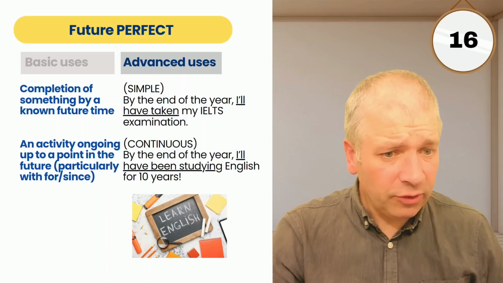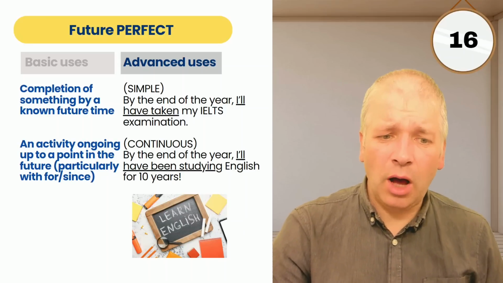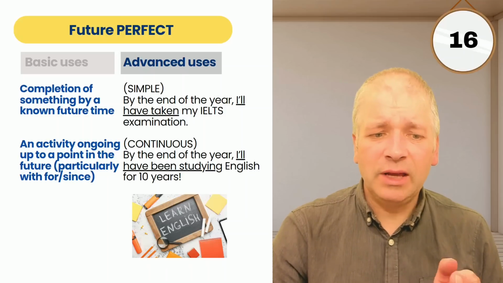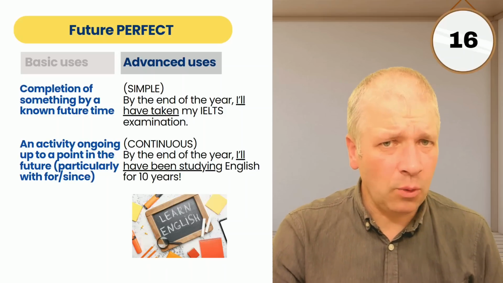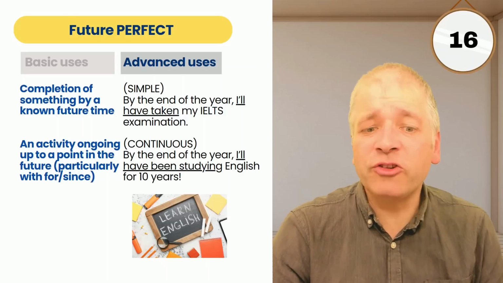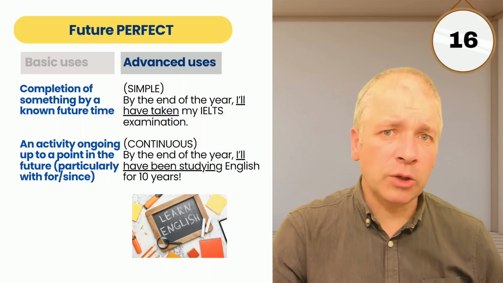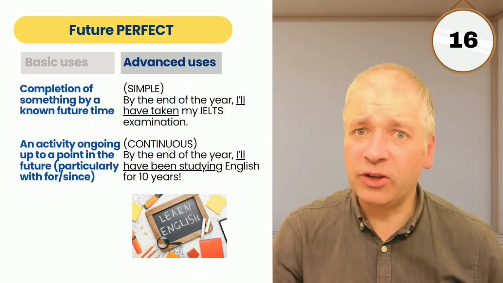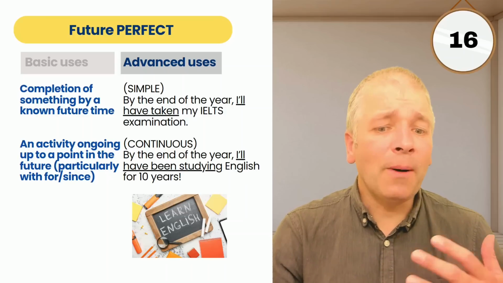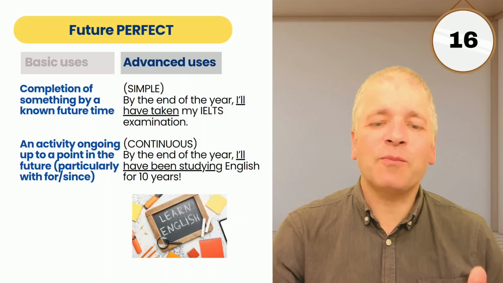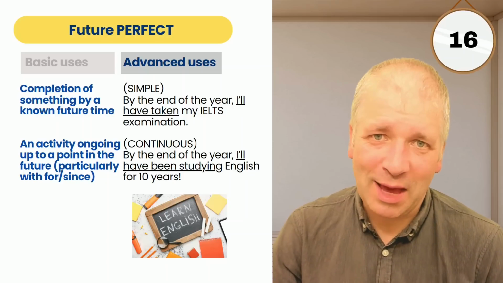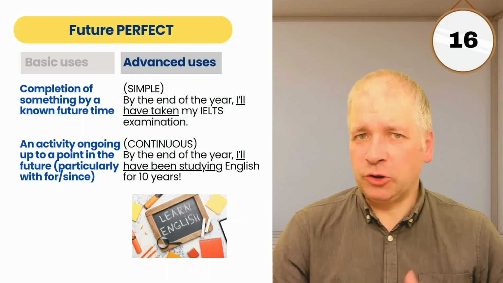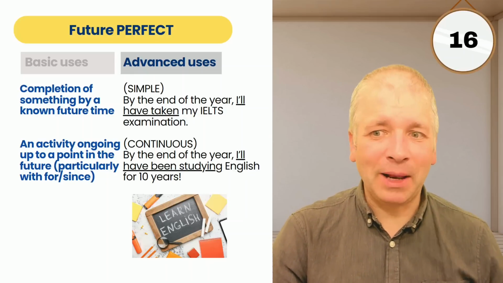If you're referring to an activity that's ongoing up to a point in the future, particularly when you use for or since or words like that that express a duration of time, it's common to use the future perfect continuous. For example, by the end of the year, I'll have been studying English for 10 years. I wonder what you would say if you put your own experience in that place.